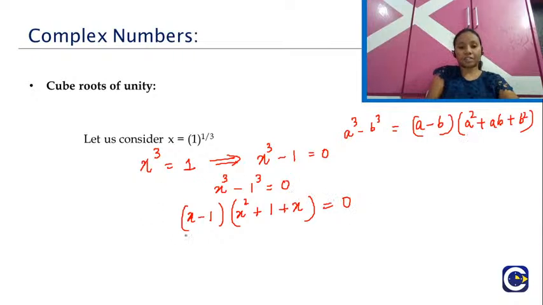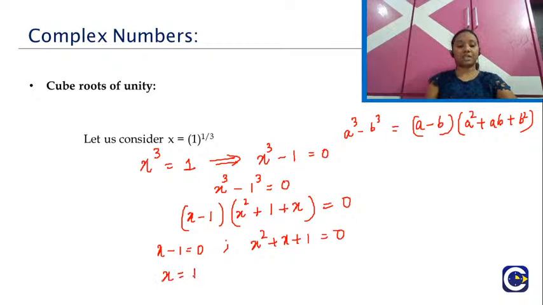So after factorizing this, I end up having x minus 1 into x square plus 1 plus x. So we can directly say that I can have x minus 1 equal to 0, and the second one is x square plus x plus 1 is equal to 0. From here I can directly say one of my x values is equal to 1, which means one of the solutions of this cubic equation is nothing but x equal to 1.